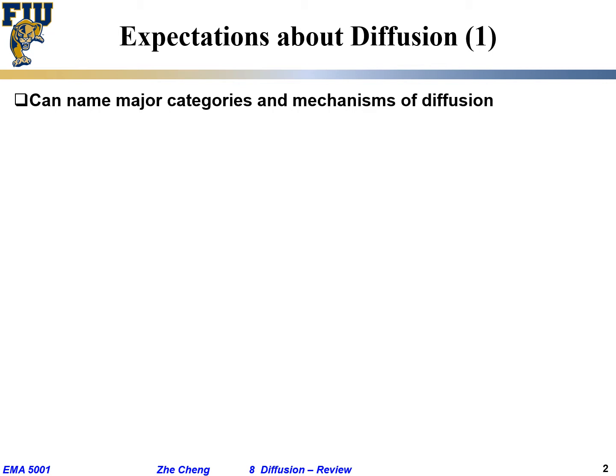And here in the next two slides, I'm listing a bunch of expectations of students, what I expect you to be able to do after finishing this section on diffusion. For example, the first one is I expect you to be able to name the major categories and the mechanism for diffusion. Okay, by category, I mean there are different ways to classify diffusion.